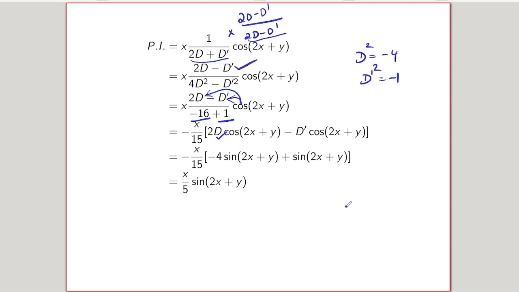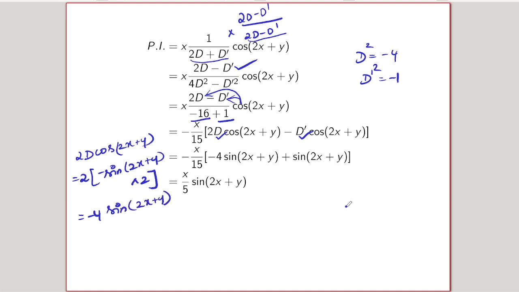Observe that D means differentiating with respect to x, D dash means differentiating with respect to y. So we have to use the composition rule. If we differentiate cos, we'll get a minus sign. So I'll do this part alone: 2 times D of cos 2x plus y. If we differentiate cos, we'll get minus sine of 2x plus y, and then we have to differentiate the term inside the bracket with respect to x. So we'll get 2. This is equal to minus 4 sine 2x plus y. Similarly, for this part, the cos derivative will be minus sine, minus into minus will become plus, and if we differentiate with respect to y, we get 1 because only the y term is there. So minus 4 sine 2x plus y plus 1 sine 2x plus y, which will be minus 3 sine 2x plus y.